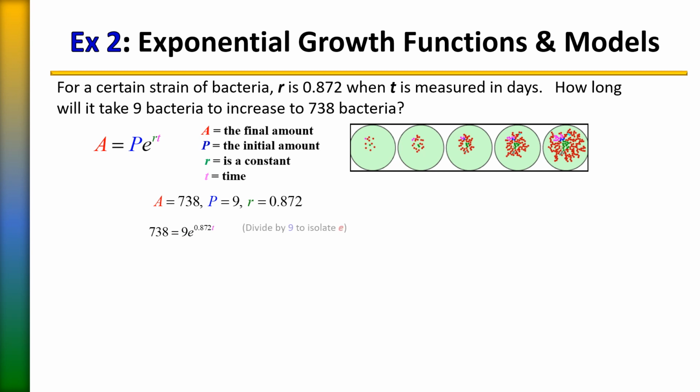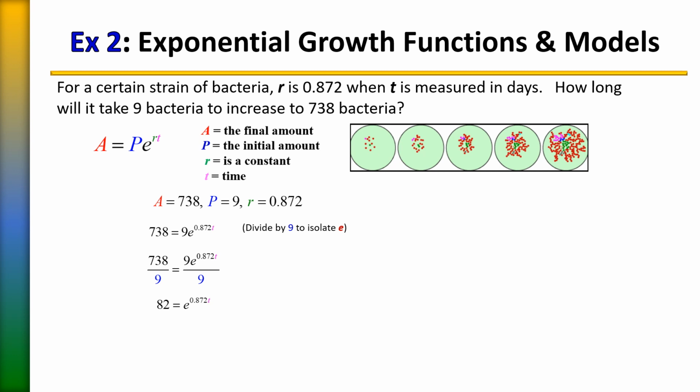And you know what the rule of equations says: whatever you do to one side, you must do to the other. So once we cancel those common factors of 9 on top and bottom over to the right, what we're going to be left with, and by the way, 738 divided by 9 equals 82. On the right side, we have e raised to the 0.872t.